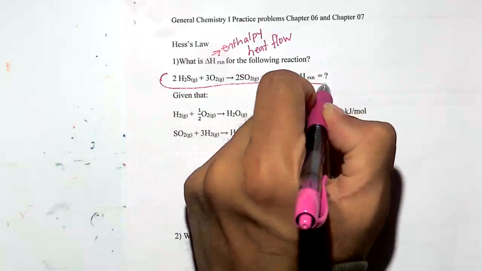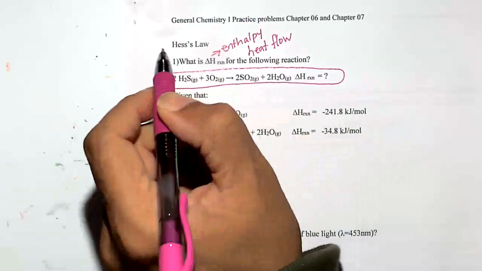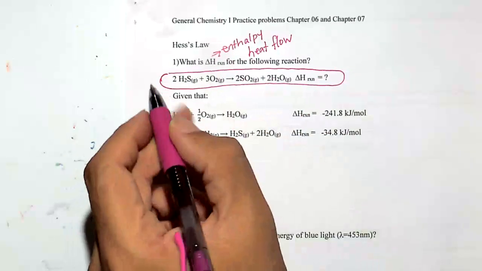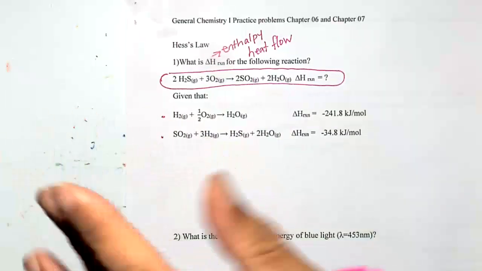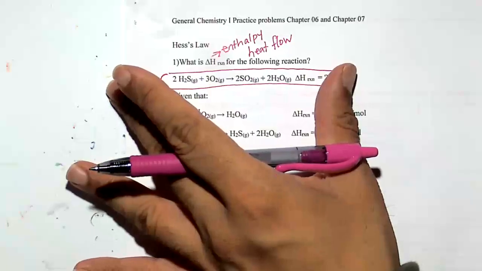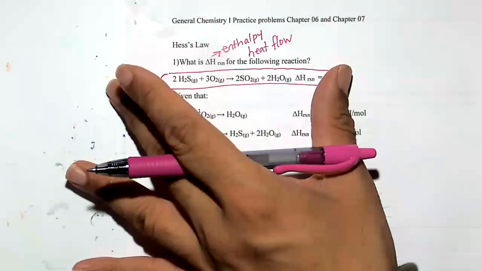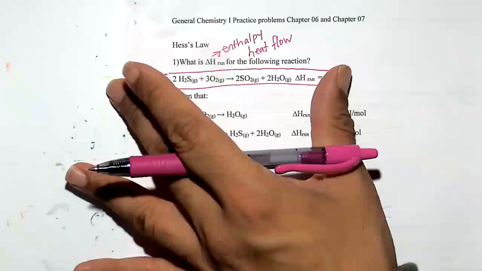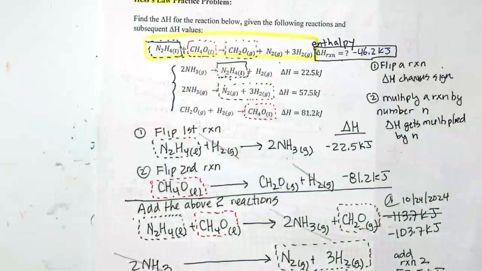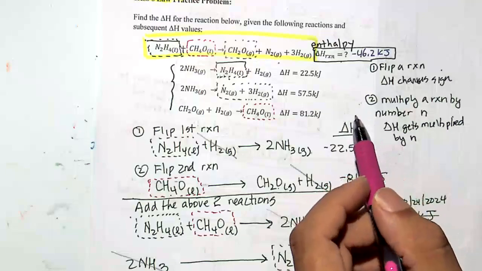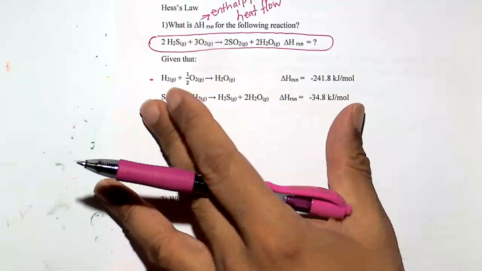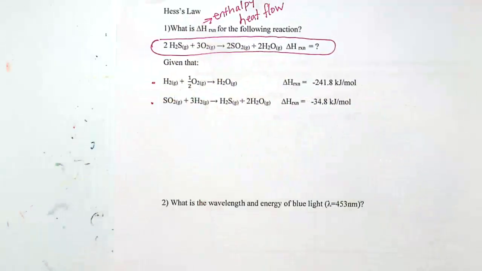So here is the equation that we do not know the enthalpy for. But we do know the enthalpy for these two equations here, this one and this one. So what can we do with these two equations to get this? It's kind of like the same problem we did in class the other day. We're going to have to either flip a reaction, we may have to multiply a reaction, or do something to these two to get this.